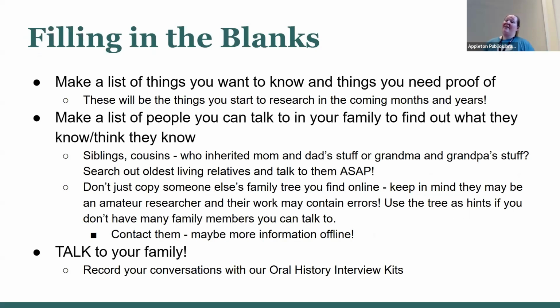You want to make a list of the things you want to know and things you need proof of, because these are going to be the things you start to research in the coming months and the coming years as you start doing your research. You want to make a list of all the people you can talk to in your family to find out what they know or what they think they know. So again, make a list of those siblings or their cousins or whoever inherited mom and dad's stuff or grandma and grandpa's stuff. You want to search out your oldest living relatives as soon as possible and talk to them about what they know and what they remember or what stuff they have.